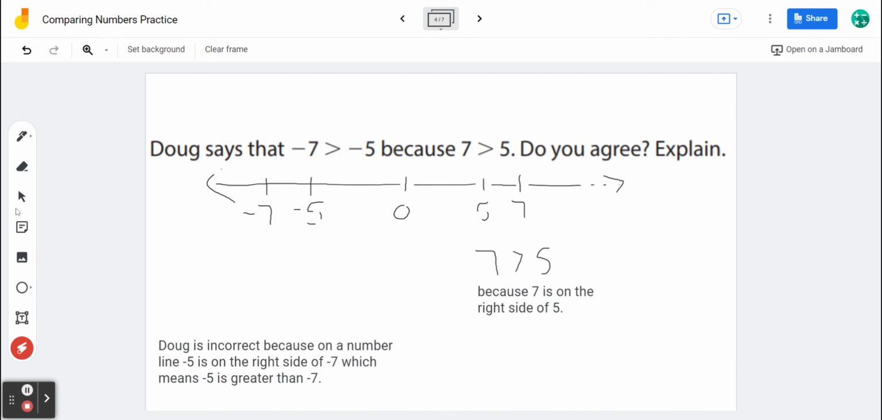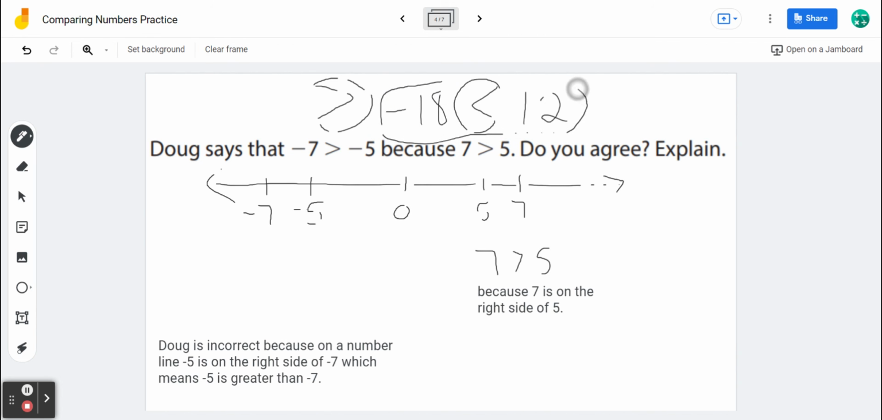So when you use inequality symbols, whether it is greater than or less than, Pac-Man always wants to eat the number that's further right. Don't think about it as Pac-Man wants to eat the number that's bigger. No, no, no, no, no. Pac-Man wants to eat the number that's further right. Pac-Man would rather eat 12 than negative 18. Even though 18 is bigger, 12 is on the right side of negative 18.